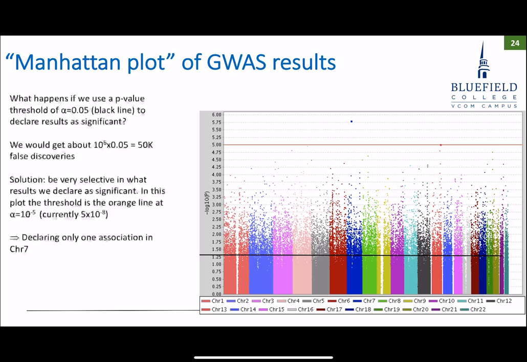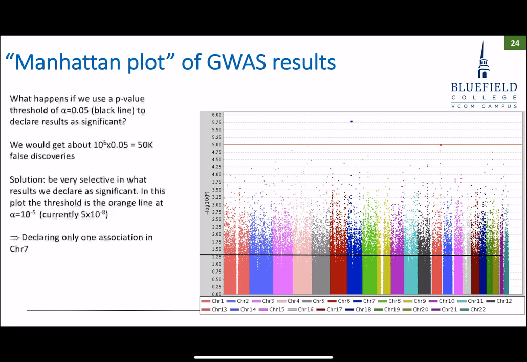When we have 1,000,000 tests, because we have 1,000,000 markers, and for every marker we run the test, now we multiply 1,000,000 times 0.05, which means we expect 50,000 false discoveries. So most of the dots above the black line are false positives, which is expected by statistics alone. So what's the solution?